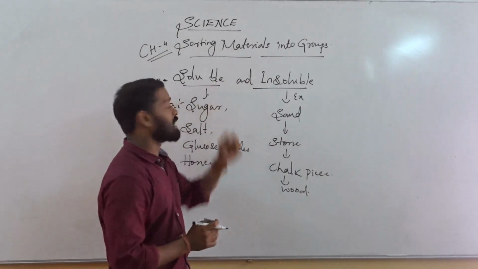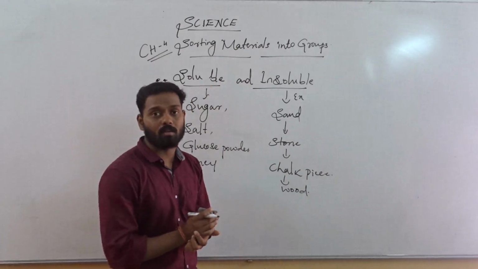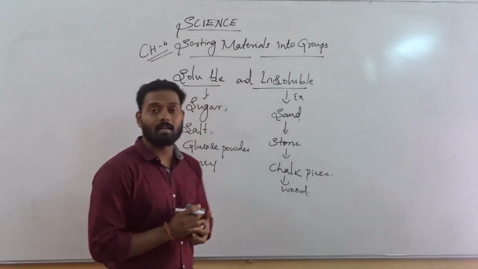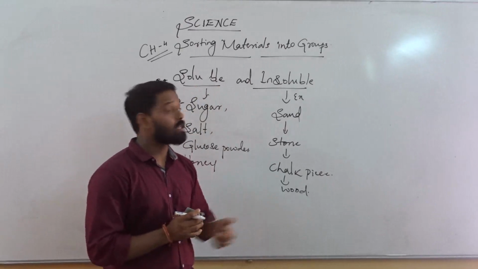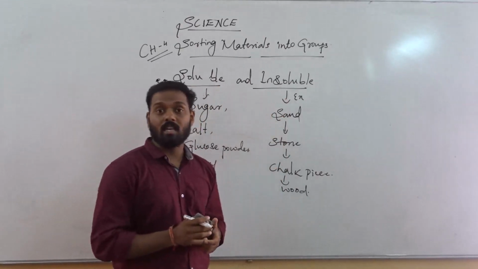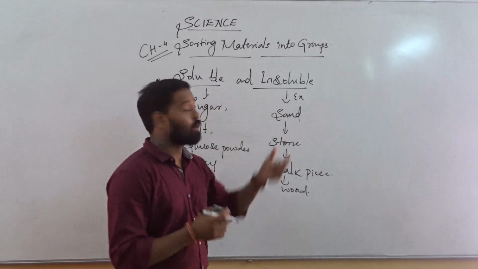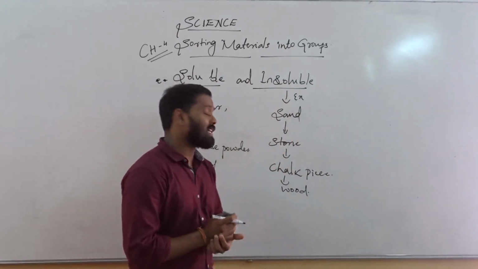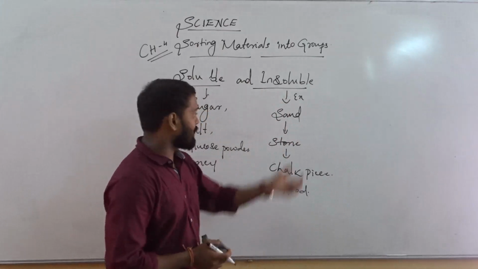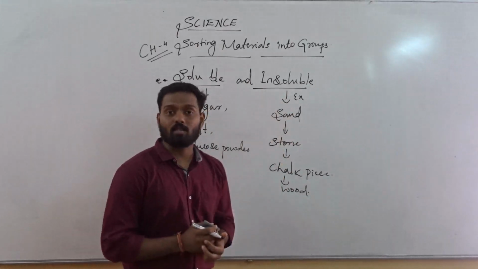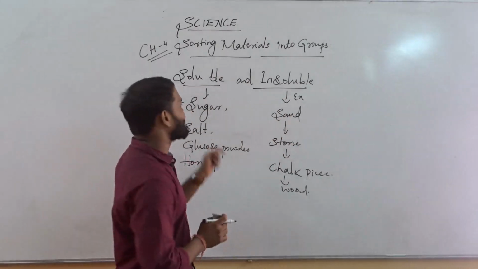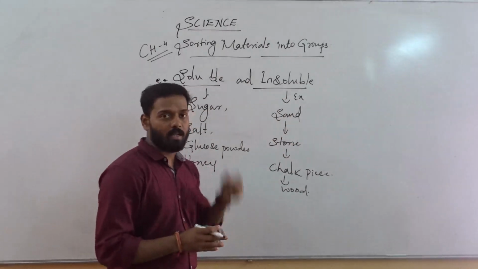Soluble means any substance that, if you add it to water, disappears. You can consider that kind of substance a soluble substance. If a substance does not disappear in water, we can call it an insoluble substance. You can give this as an example for insoluble substances. Understood? I hope you understood that classification of material.